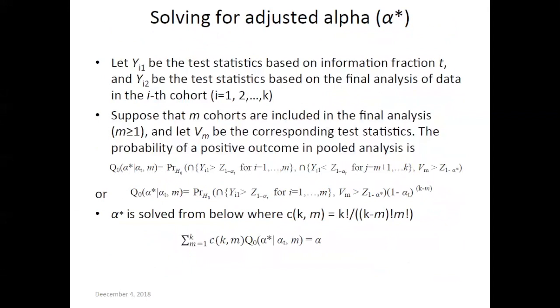So in order to compute alpha star, we show some mathematics in this slide: the test statistics up to the interim analysis, and the overall test statistics at the end. What the expression in the second bullet says is that if you have K indications and M of them passed the interim check, then you have an expression for the chance that M will pass the interim check, the others won't, and then the pooled value of all the M indications will be positive at the end. So you express that in the second bullet, and then you sum it over all possible values of M in a weighted sum by their probability of occurrence. And that all has to equal the alpha that you're really shooting for.